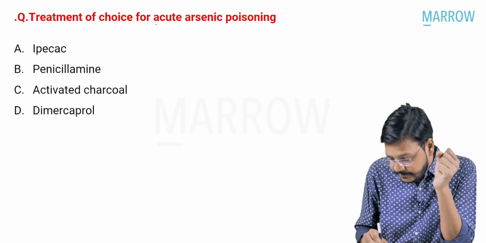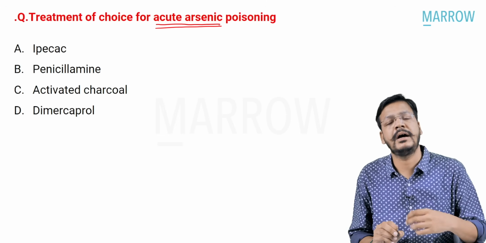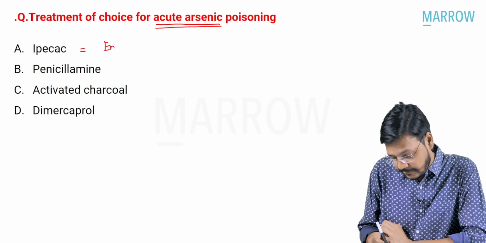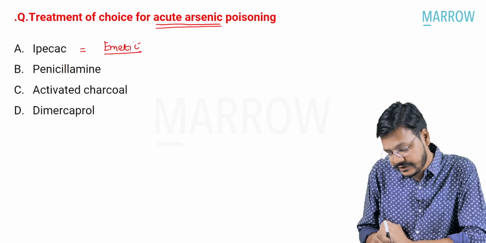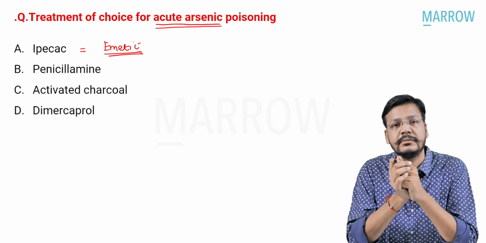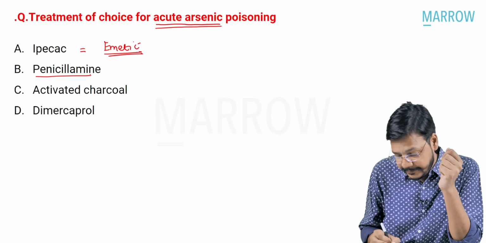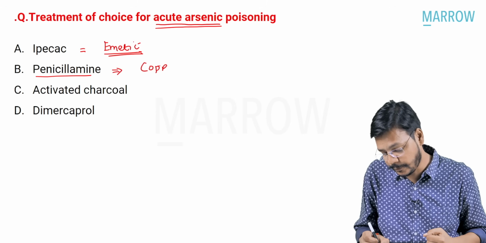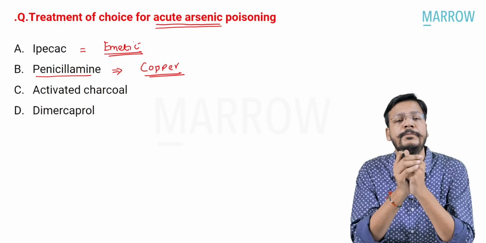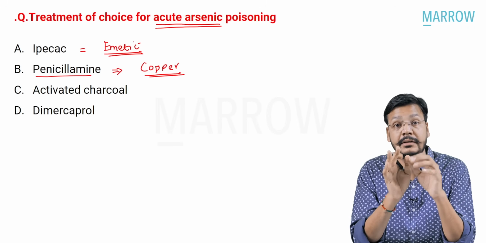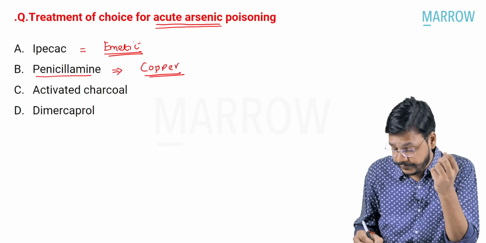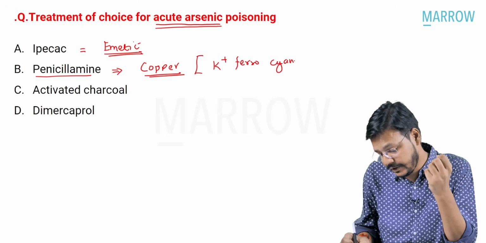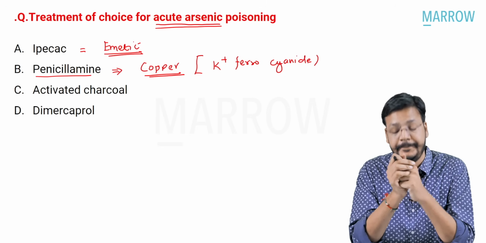Now, sir, a very, very important question. What is the treatment of choice for arsenic poisoning? First see what options are given. Ipecac is used as an emetic to take the poison out through vomiting. Second, penicillamine is a chelating agent, specially used for copper. The best chelating agent for copper is penicillamine. But remember, sir, the chemical antidote for copper is potassium ferrocyanide.